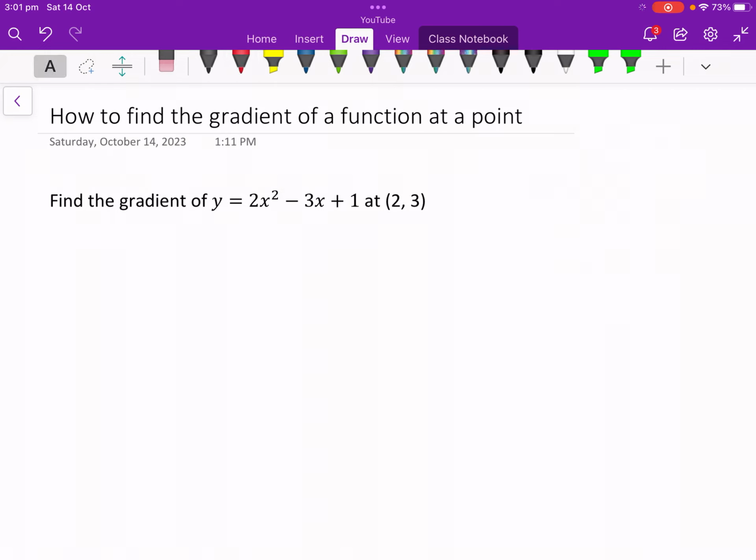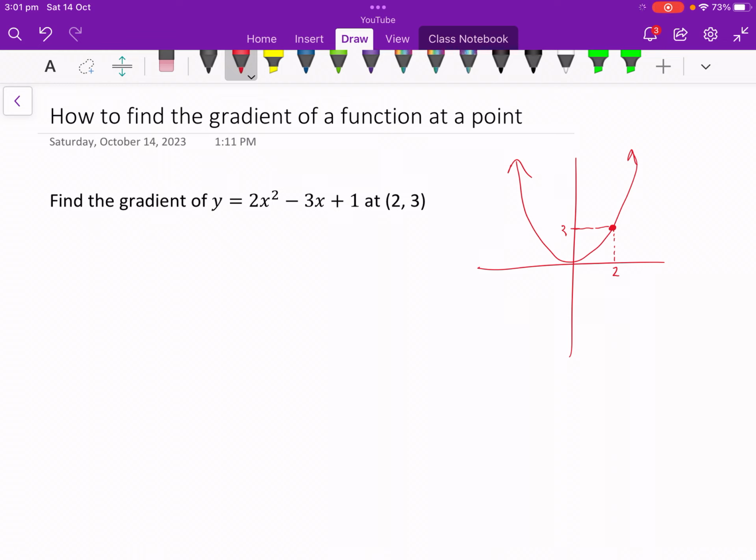Okay, so let's go through this example. The example is: find the gradient of y equals 2x squared, take 3x plus 1, at (2, 3). So if you imagine you had your graph, this is not what it looks like, it could be, but generally, that's our function at (2, 3). What is the gradient at that specific point? Okay, so let's work it out.